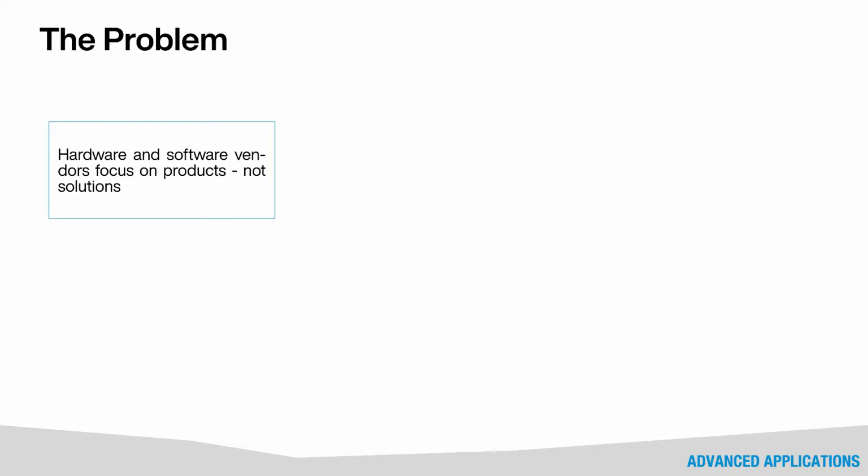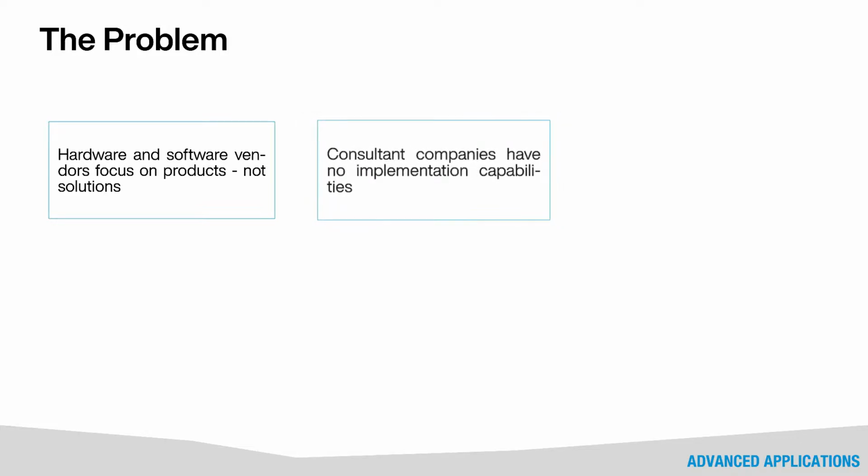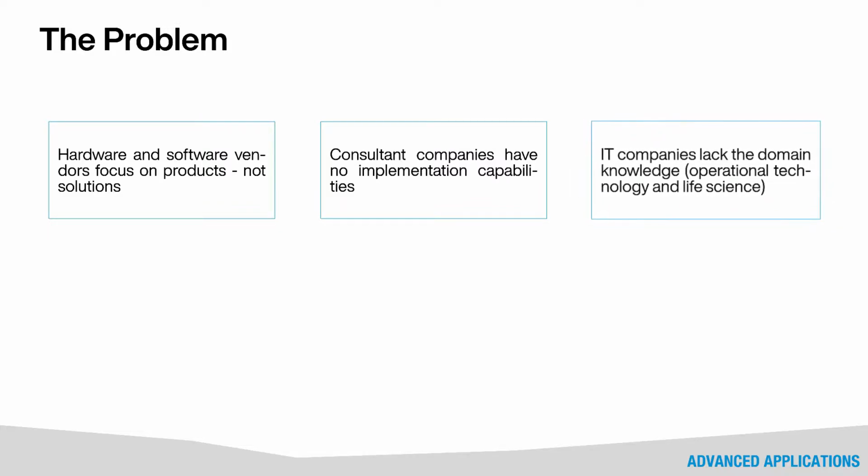And the other big thing is often that the consulting companies don't have any implementation capabilities. So they are very good in process consulting, but when it then comes to implementation, they run out of their capabilities. On the other side, we have the IT companies. They have the lack of domain knowledge. So they know exactly what to do with their software, but they don't know the domain.